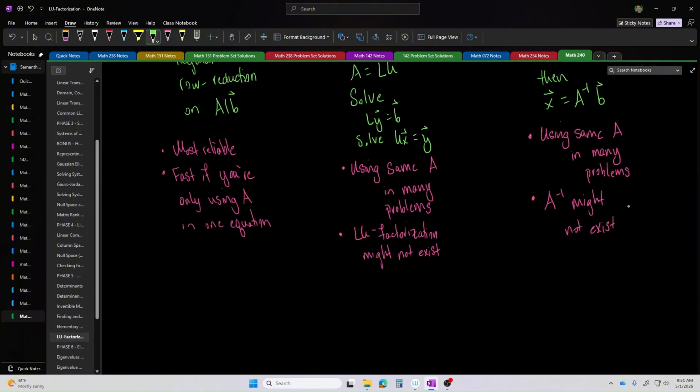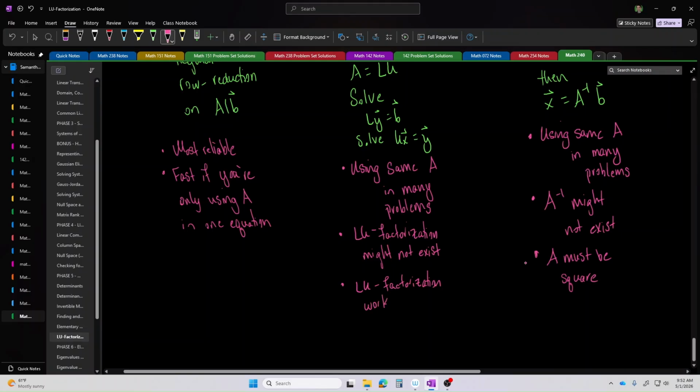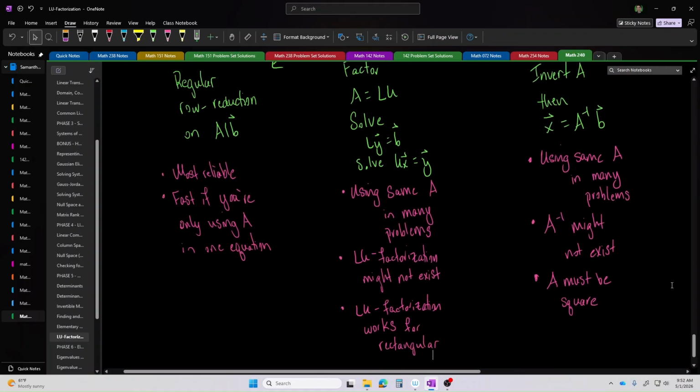In order for A inverse to exist, not only does A have to be invertible, but A in particular has to be square. Whereas by contrast, LU factorization works on matrices that are both square and rectangular. So here is a layout of sort of the pros and cons of these three methods.